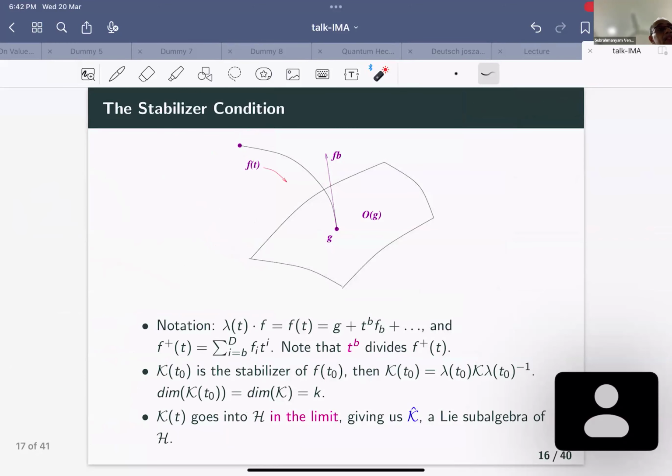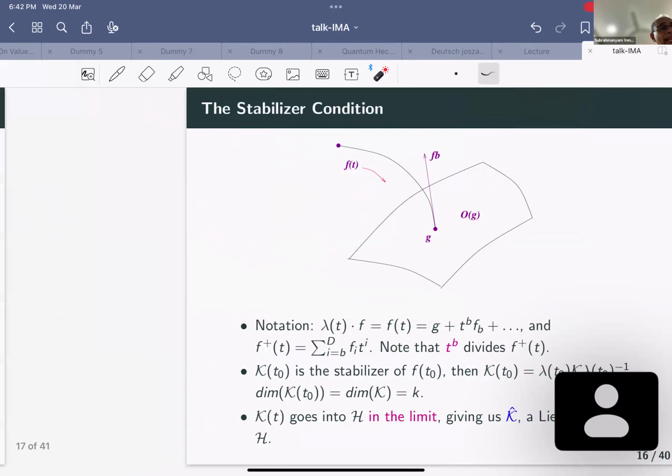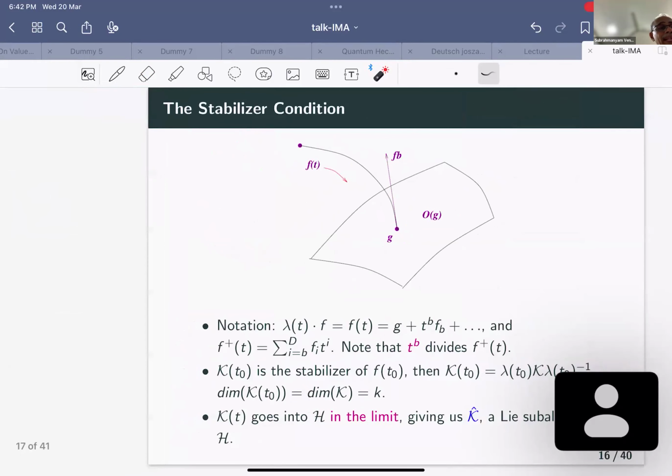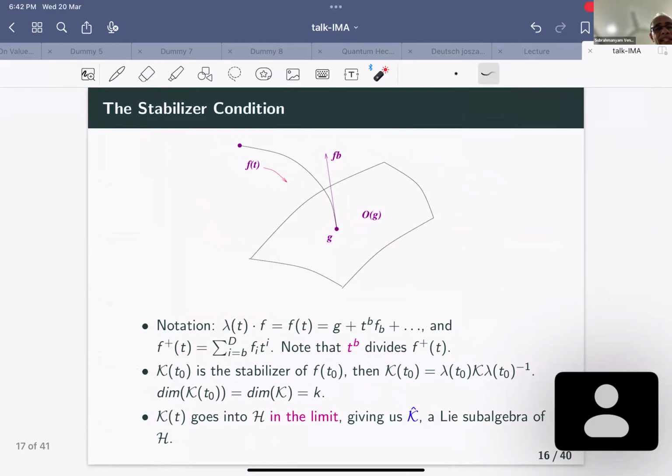So if I look at any point in this orbit, that is now a point F of T0. If I pick a particular point, suppose it is at time step T0, then this is Ft0 times the determinant. And of course, its stabilizer is then just the conjugate of the stabilizer of the determinant.